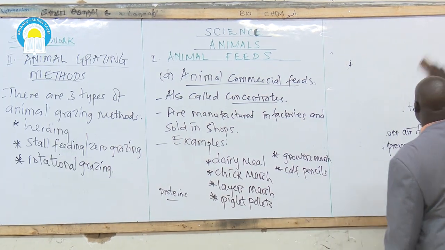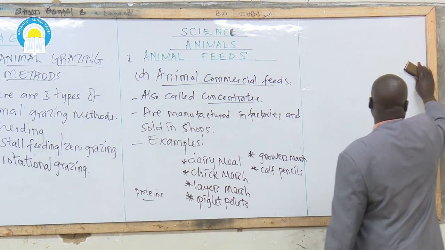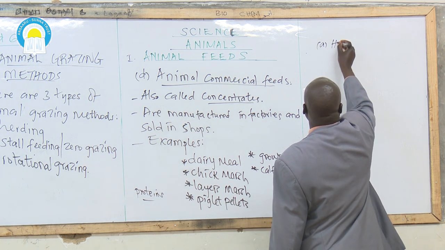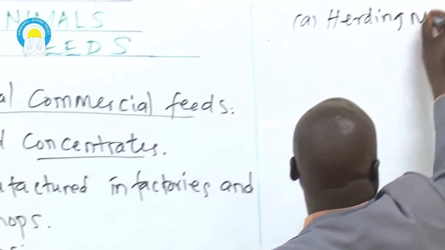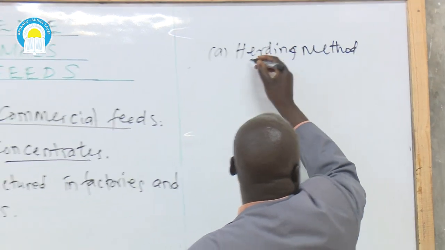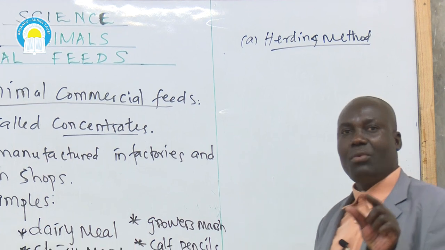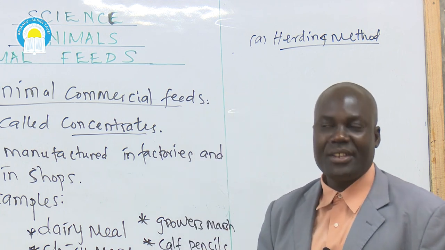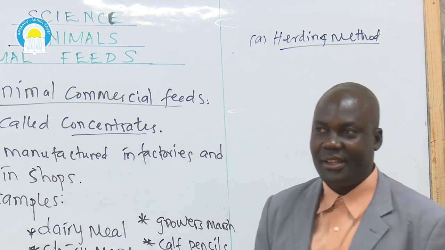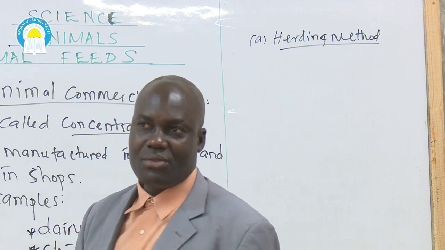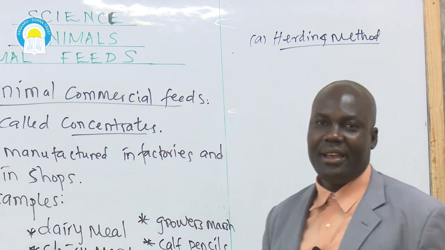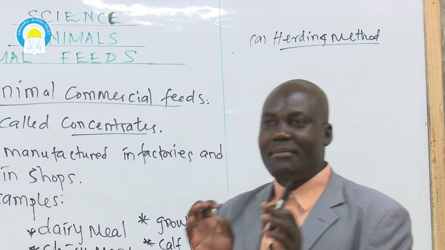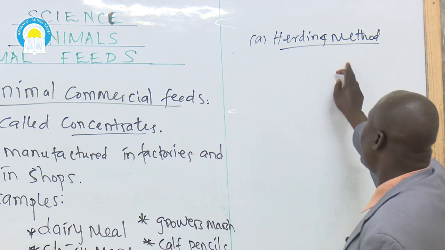Herding method here. When you start on herding method, this method here is the one which is commonly used by many farmers, and in particular those farmers who are the pastoralists. When I talk of pastoralists, I hope you understand, we have people like the Maasais, Samburu, and if you go to South Africa, the Tswana. If you go to West Africa, the Fulani. When they move about with animals as they graze, that method they use is what you call herding method.